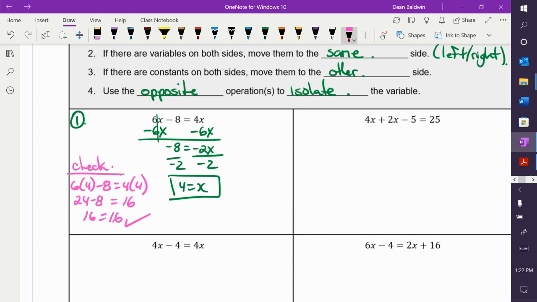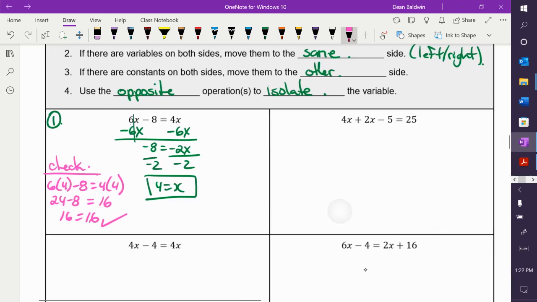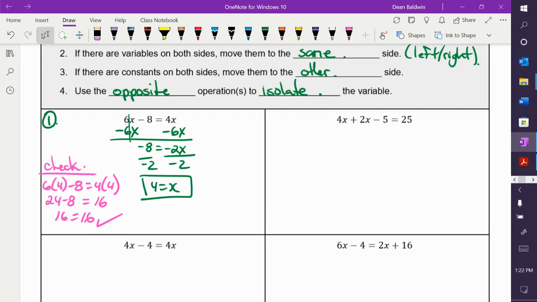Okay. All right, next one. 4x plus 2x minus 5 is equal to 25. On the left side, are there any like terms that you can combine? Or sorry, first of all, are there any brackets? Let's start with that. No brackets, so we don't deal with that. Okay. On the left side, are there like terms? What are they? 4x and 2x.